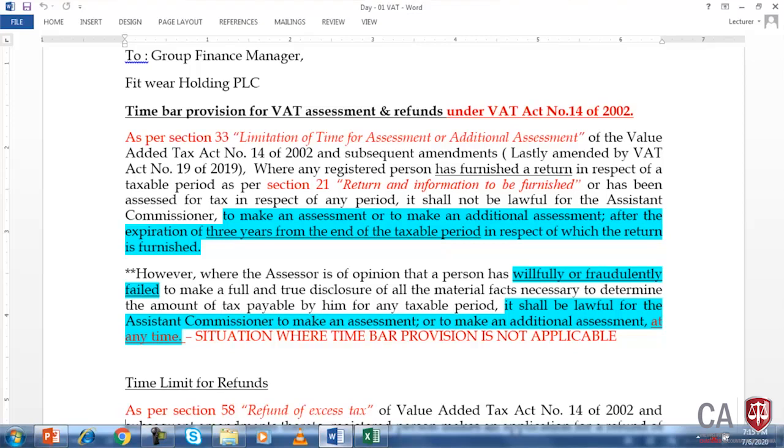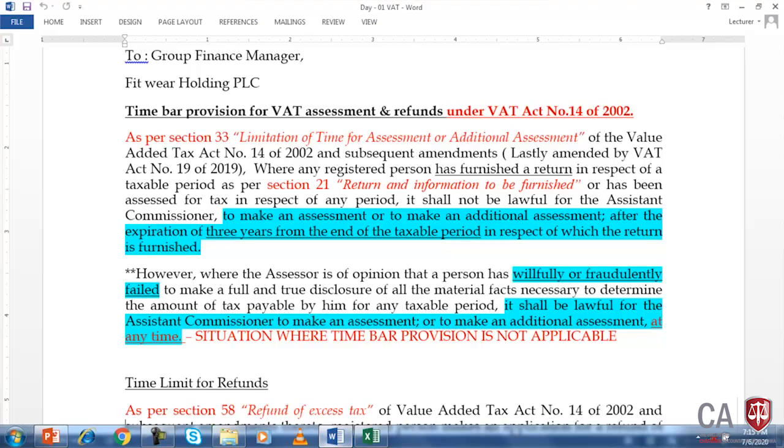Return and information to be furnished, or has been assessed for tax in respect of any period, it shall not be lawful for the Assistant Commissioner to make an assessment or an additional assessment after the expiration of 3 years from the end of the taxable period in respect of which the return is furnished.